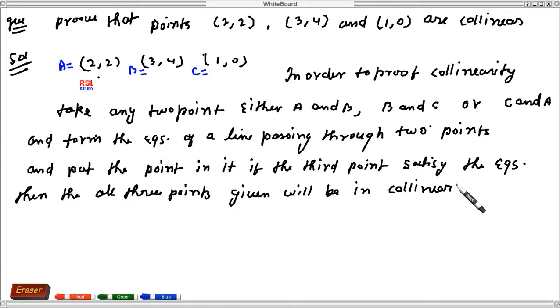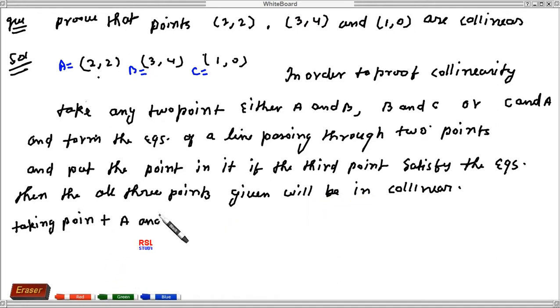Means you have to take any 2 of the points, and by the help of those 2 points you have to write down the equation of a line passing through them, and put the third point in it. If the third point satisfies that equation, it means that all 3 points are collinear. If the third point satisfies the equation, then all the 3 given points will be collinear.